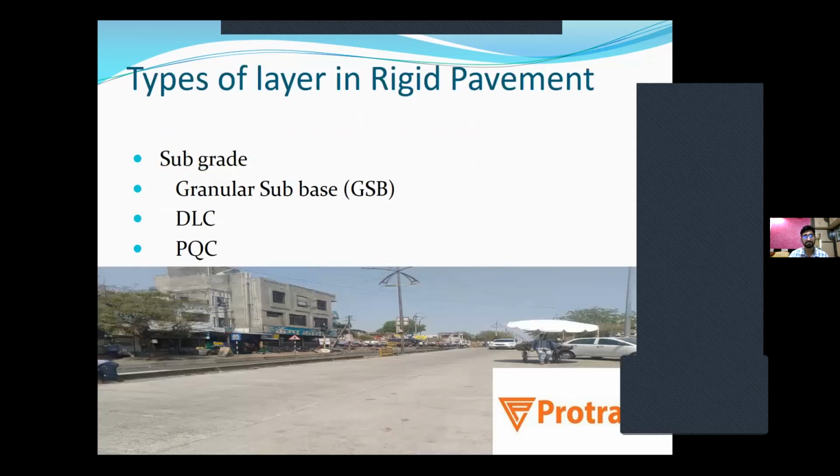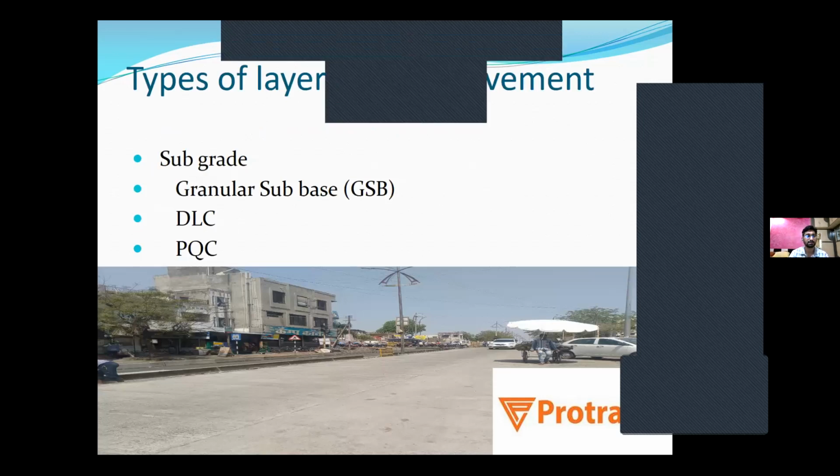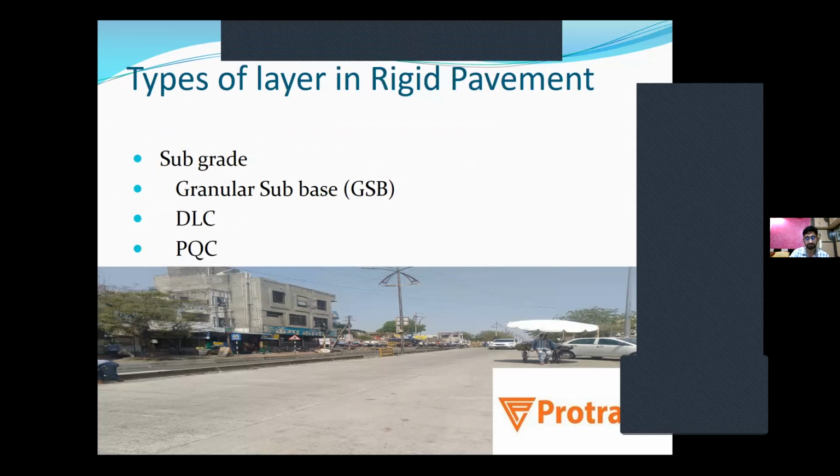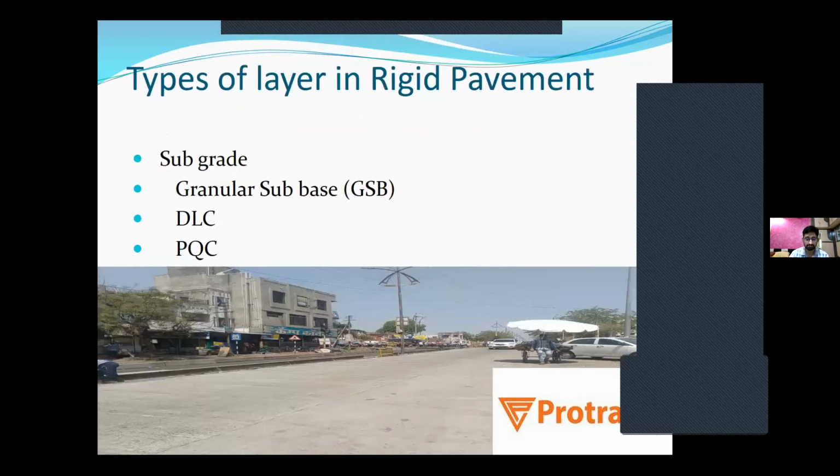We will deal with rigid pavement. There are also various types of layers in rigid pavement. First is subgrade. After subgrade, granular subbase is done. After granular subbase, DLC, dry lean concrete, is done, and after that PQC is done. So what is the difference between flexible pavement and rigid pavement? I will tell you that.